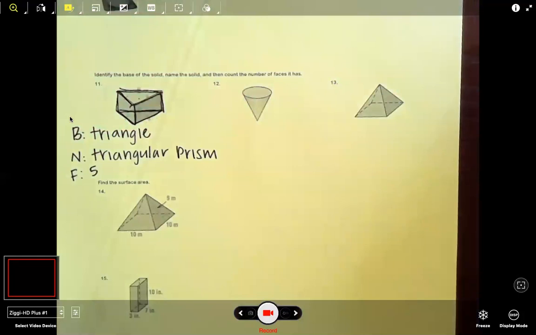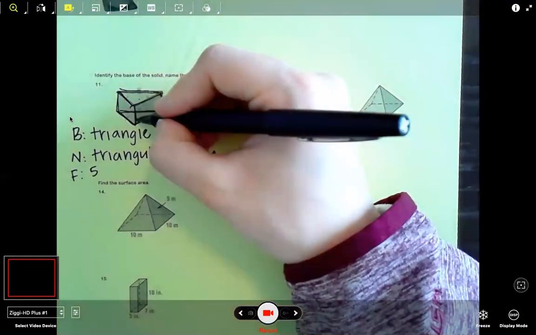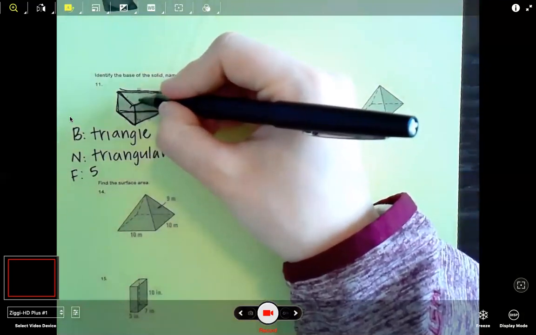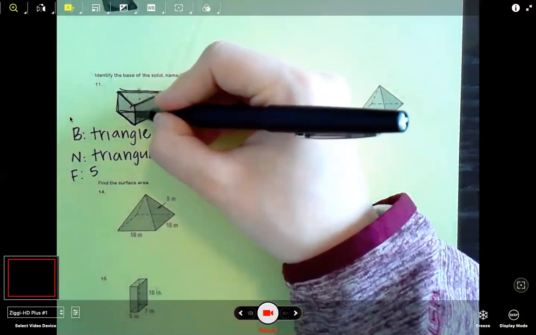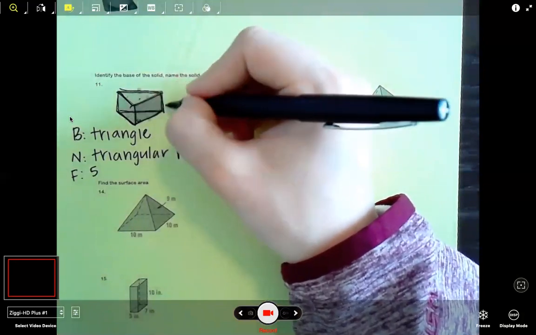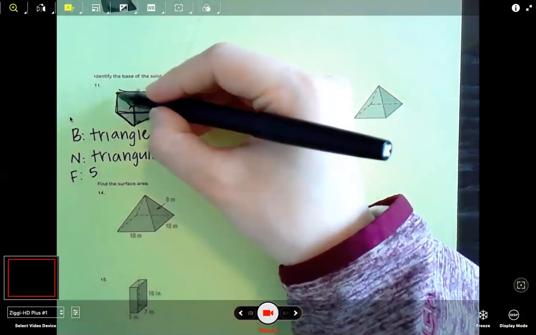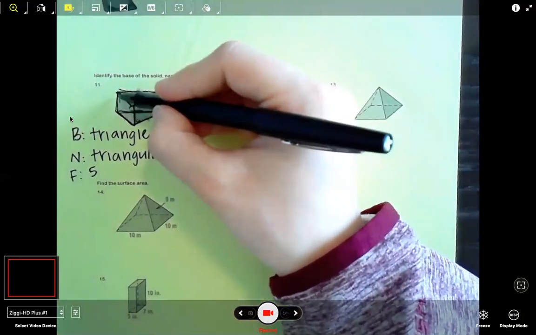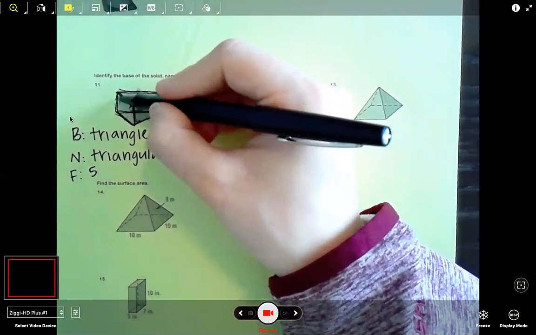How'd you get 5 again? Okay, so do you see how there's a bottom and there's a top? And now we have to count all the way around. So there would be 3. The rectangle in the back would be 4. And then this rectangle on the side would be 5.